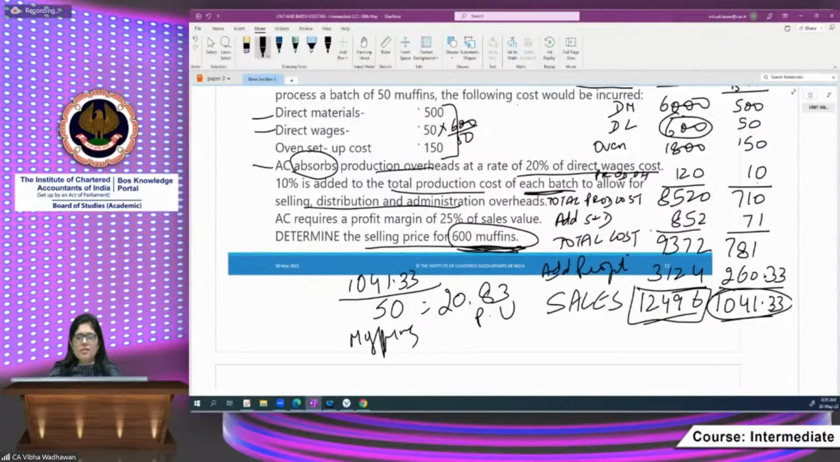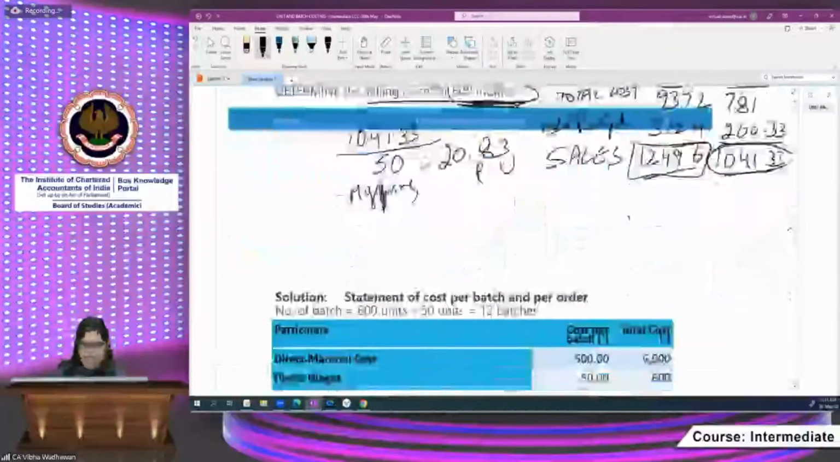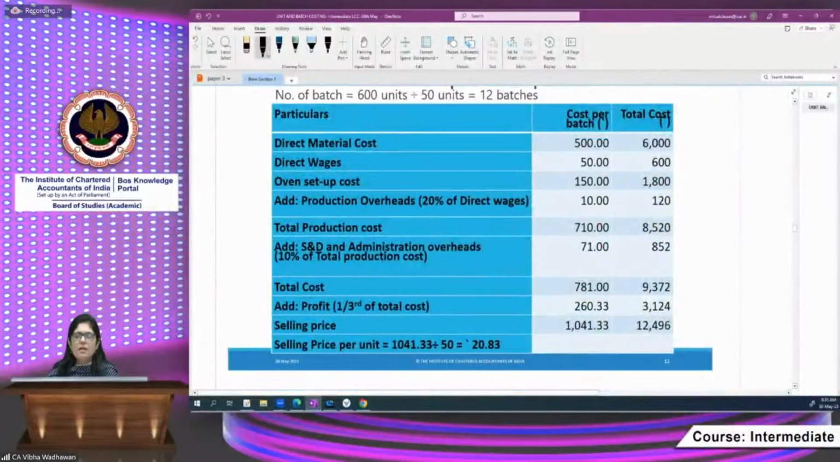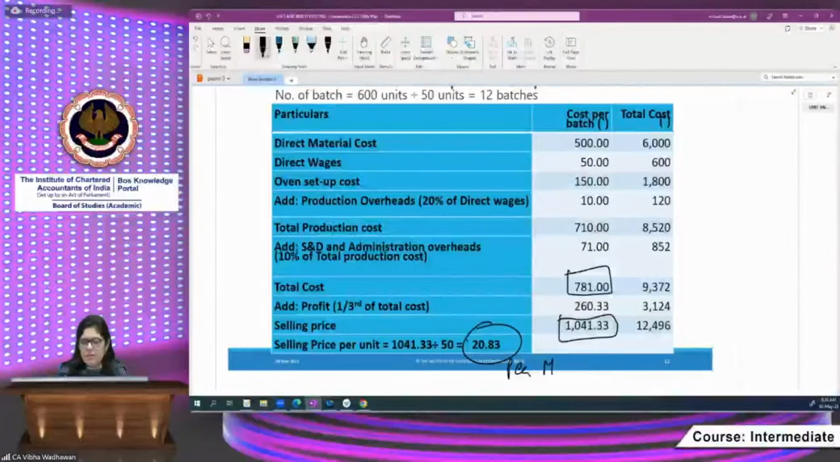Okay, so just wind up this question quickly. Let us see, okay, so there is a fair solution also given in this slide. So you can just check. This is the total cost per batch, total selling price, total cost per batch and per unit. So this is per muffin. Okay, and this is for 50 muffins. 50 muffins means one batch.